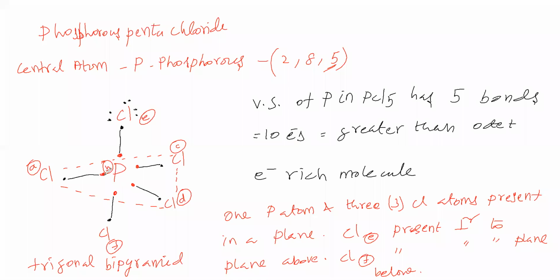No. Why? Because this plane is A, B, C, D. These four atoms are present in one plane, forming a triangular shape. This E chlorine atom is present perpendicular to this plane. F chlorine atom is also present perpendicular to this triangular plane. Therefore, here the bond angle is 120 degree. Here the bond angle is 90 degree. Therefore two bond angles are possible. Those two bond angles, first I will say this part alone.